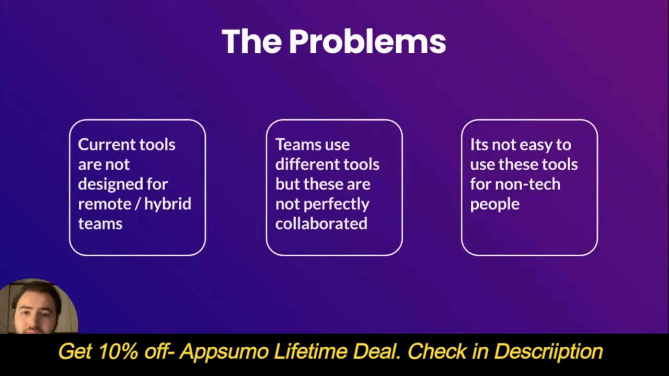The problem is that remote and hybrid teams use different tools that were not developed for them, but have evolved, especially since the beginning of the pandemic. While teams are using different tools, they are not perfectly synced with each other. And while tech people can adapt themselves to these tools, it's not easy for non-tech people to use and adapt.